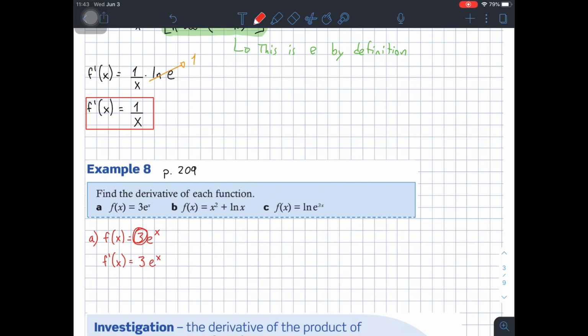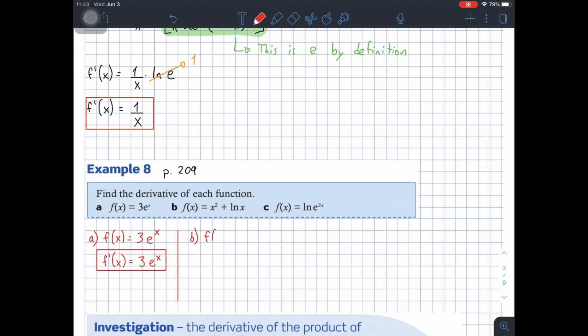Remember that the constant number in front does not change, okay? We only need to differentiate this expression over here, which its derivative is the same thing. So the derivative function is the same thing as the original function in this case, okay? So this is the answer for the first part. Then we have part B. I'm going to separate this.